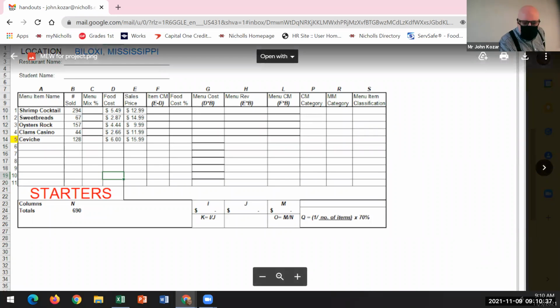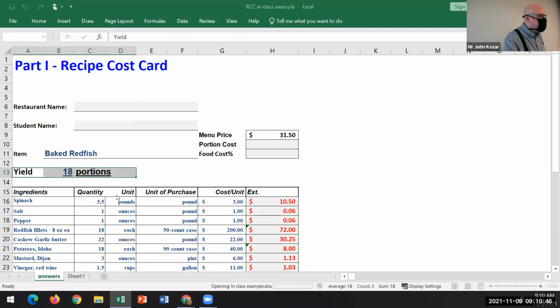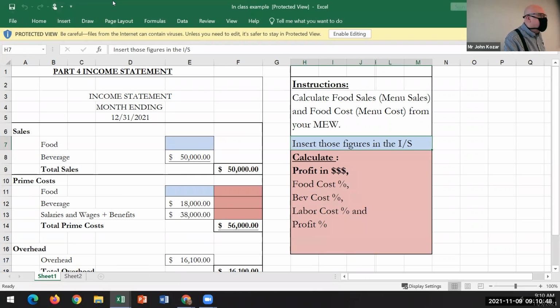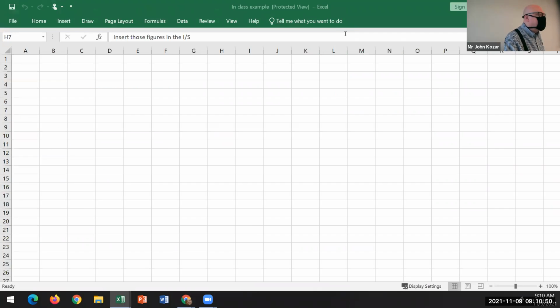Okay, so then the next step is going to be an income statement.